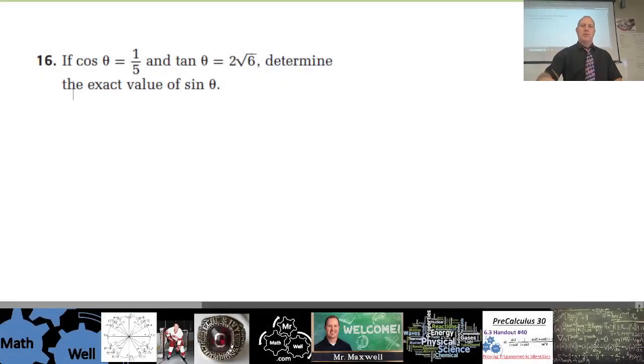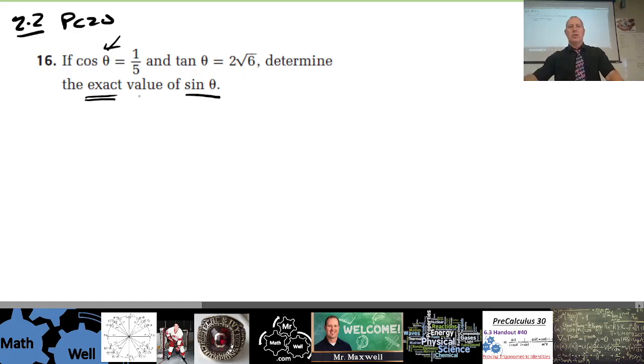All right, so this is number 16, 2.2, number 16. And for PC 20. So it says this: if cos is 1/5 and tan is 2 root 6, determine the exact value of sine. So we're not going to use our calculator, just pump in values to find a decimal value. Nope, it's got to be exact. So let's do the exact value.